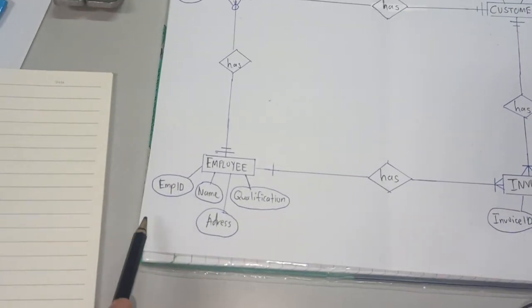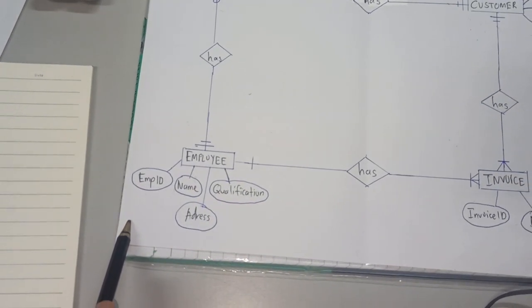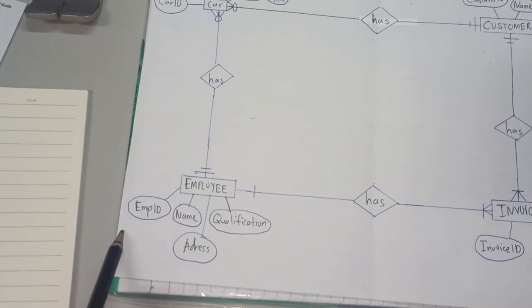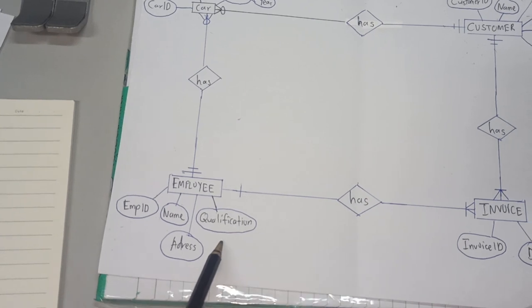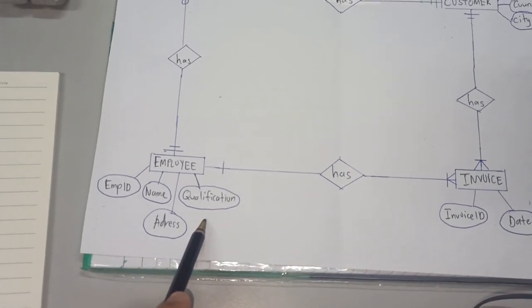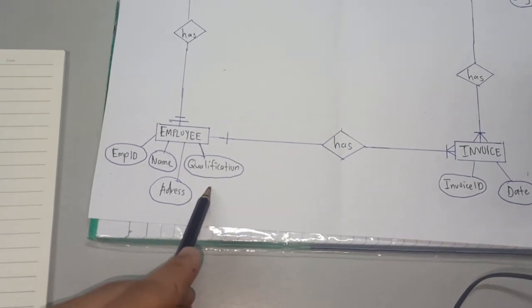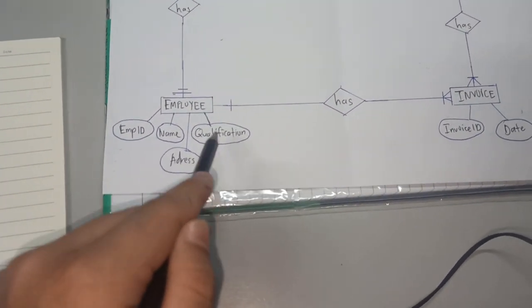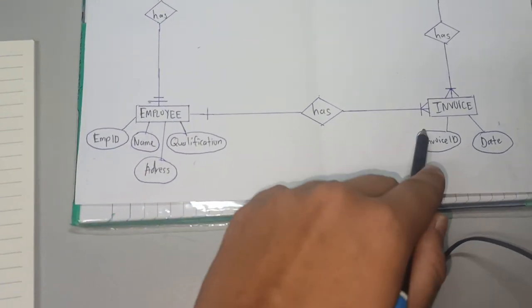Next is employee. The attributes for employee are EMP ID, name, address, and qualification. So, qualification is a multi-value attribute. The relation for employee is that an employee has a lot of invoices.